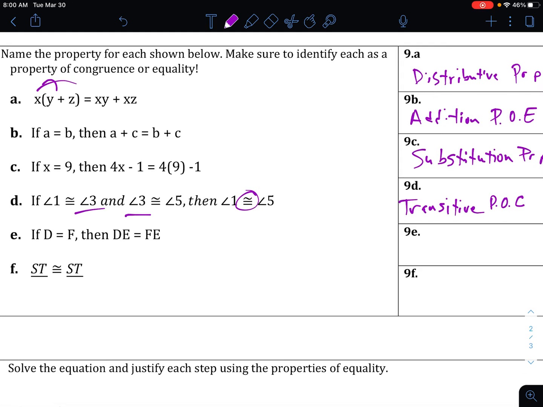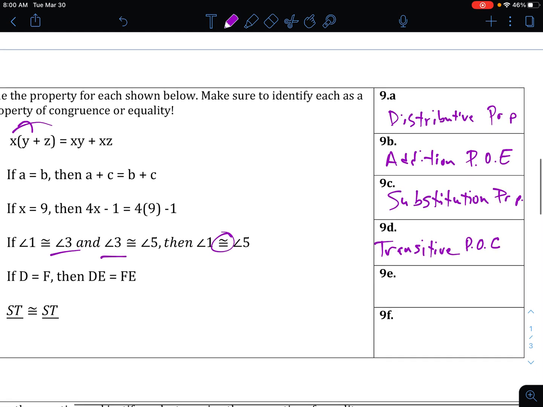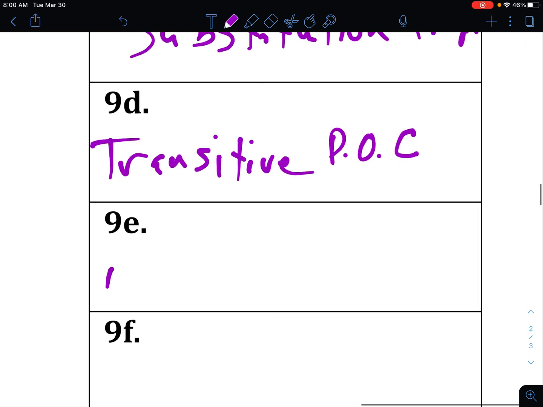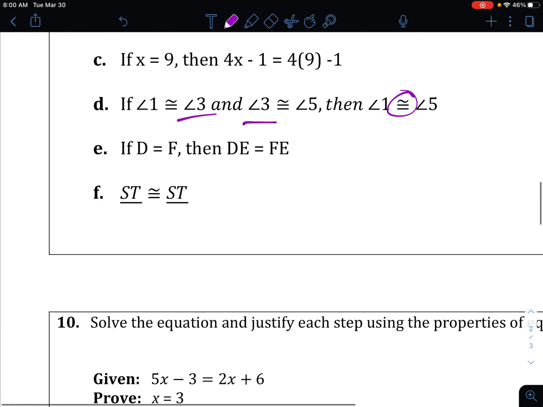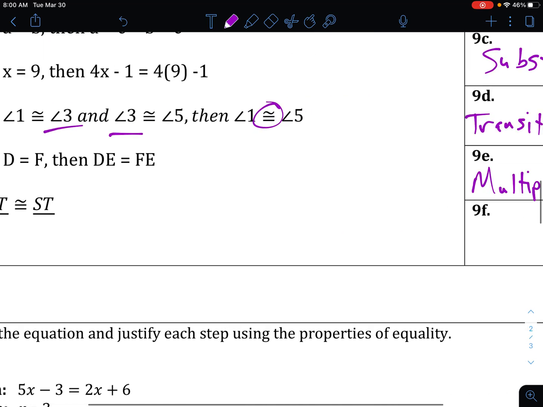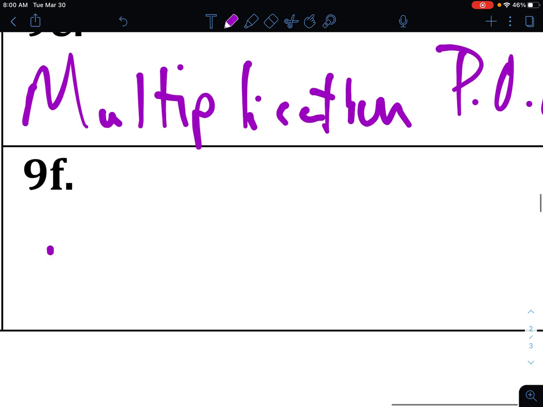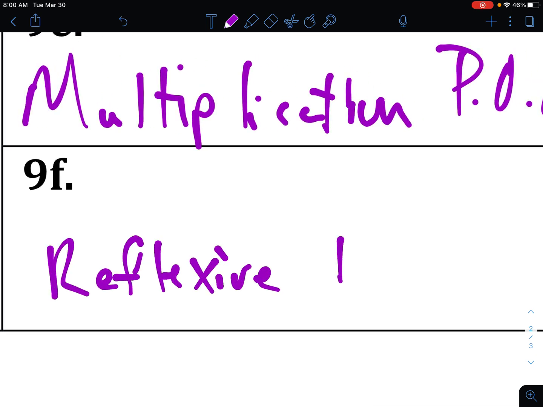If D equals F, then DE equals FE. Well, that's the multiplication property of equality. And then ST is congruent to ST. That's the reflexive property of congruence.